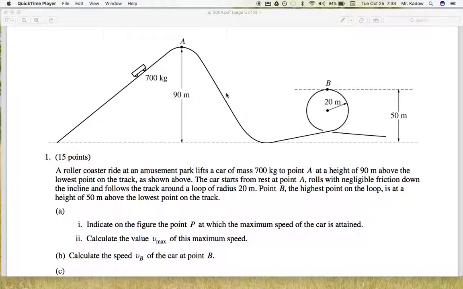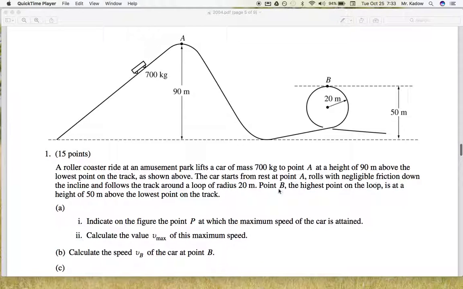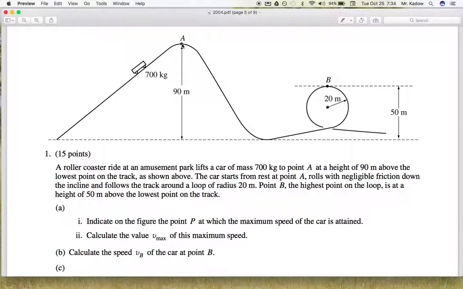Top of the hill, goes careening down to the bottom, goes around this loop, and then eventually will stop. So the first question says indicate on the figure the point P at which the maximum speed of the car is attained. The idea here is that in physics you can always trade height for speed. In the language of physics, we would say that you can turn potential energy, which is going to be maximum up here at point A because it is the highest point, for kinetic energy.